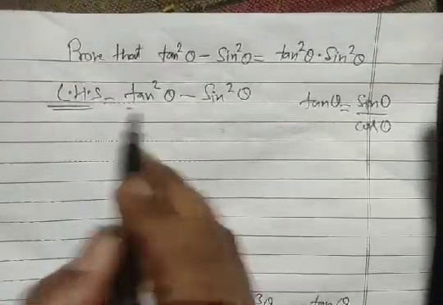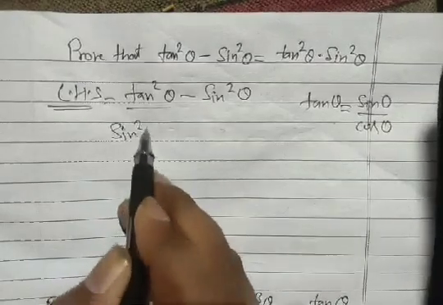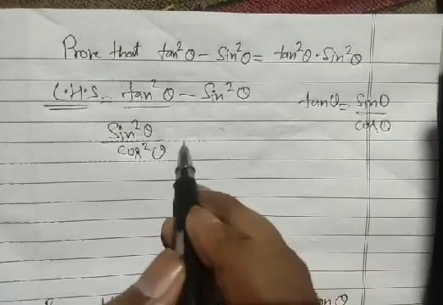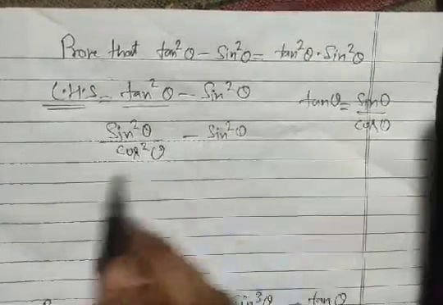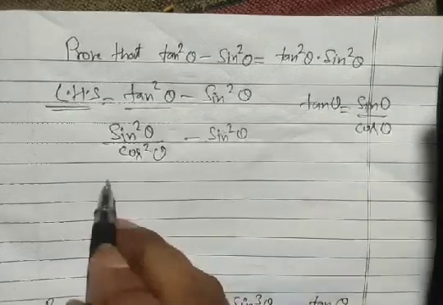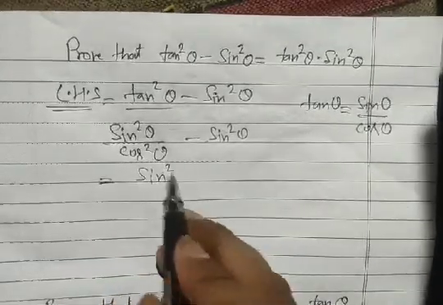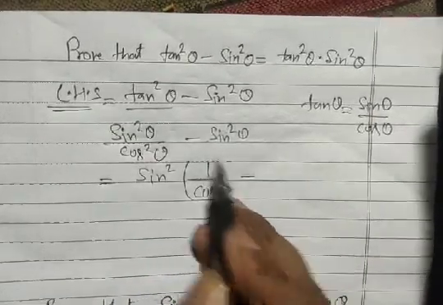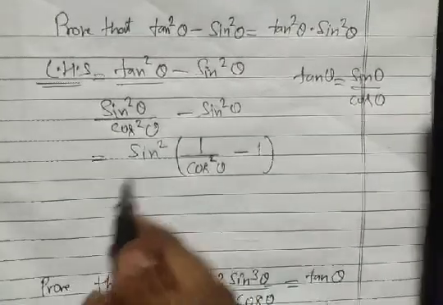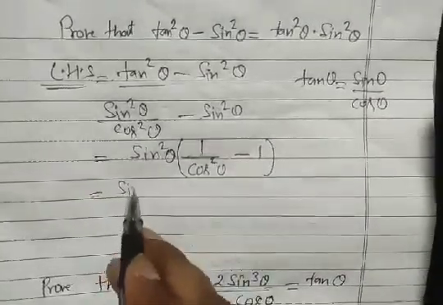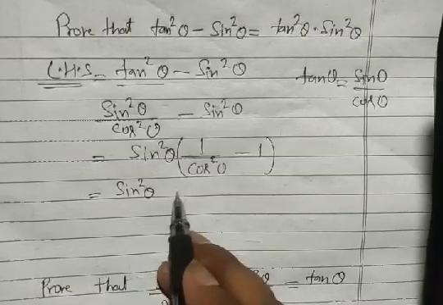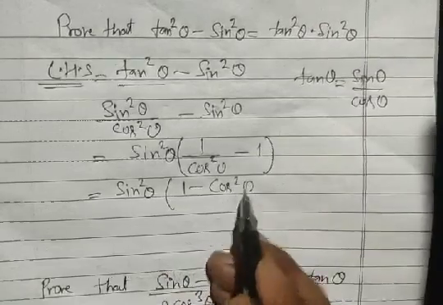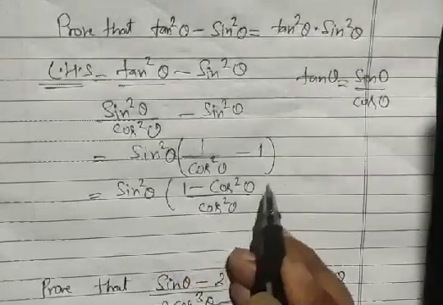Then what we do? We can write our tan square theta as sin square theta upon cos square theta, minus sin square theta. Now what we do? We are going to take common our sin square from here. Taking sin square theta common, then what we have here is 1 upon cos square theta, and here we have minus 1, and now sin square theta. Then taking LCM, we have 1 minus cos square theta upon cos square theta.